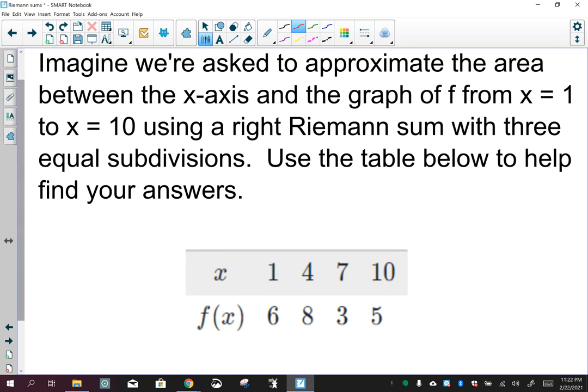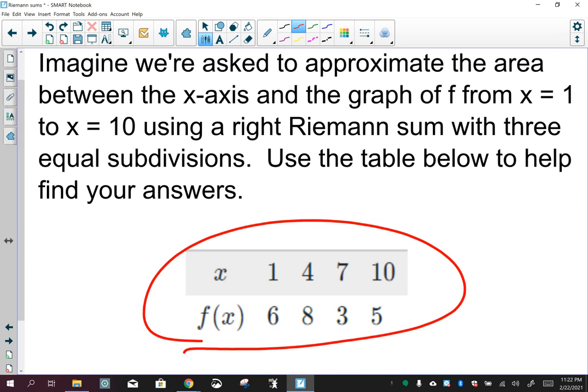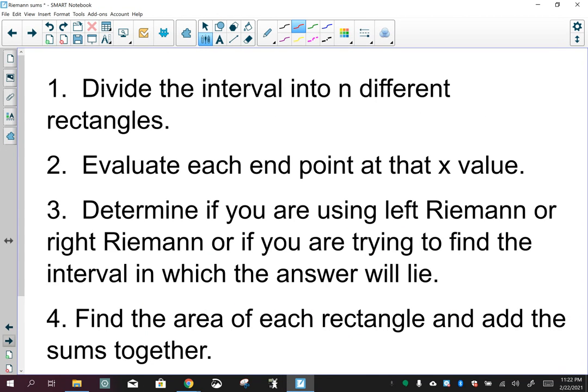So imagine that we're asked to approximate the area using a right Riemann sum with 3 equal subdivisions. And we have to use this table right here to help us find our answer. So we have everything that we need right here. The key is how do we read this graph? Okay, so we need to first figure out our width.